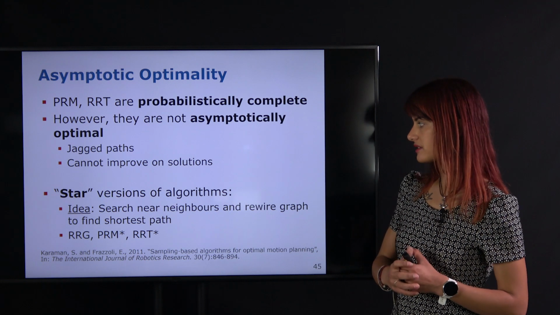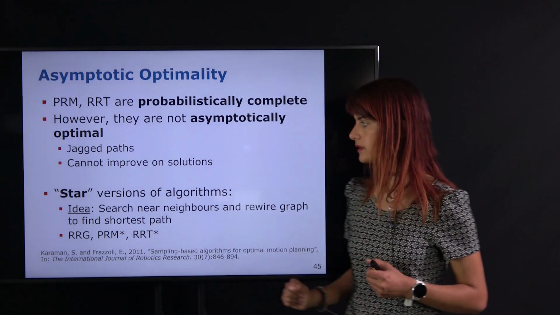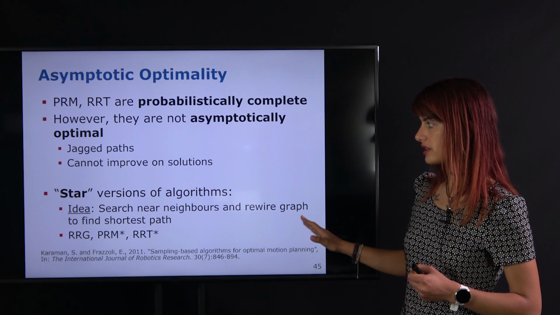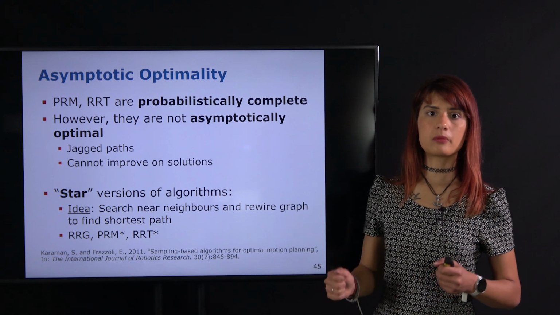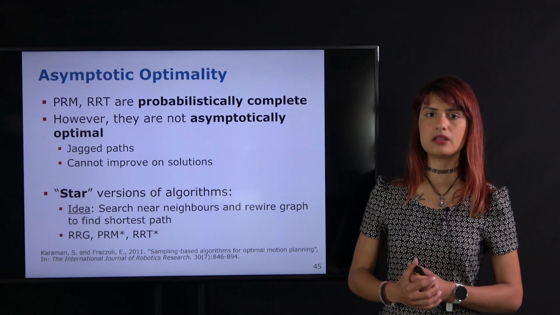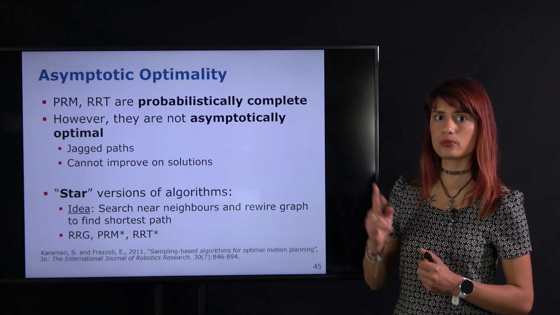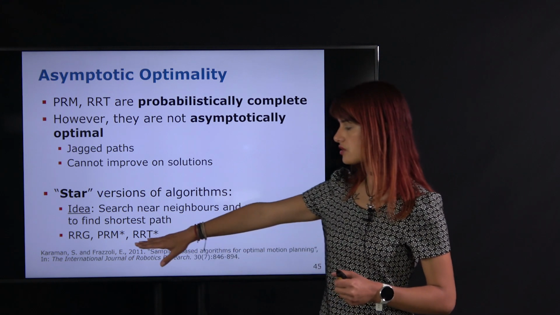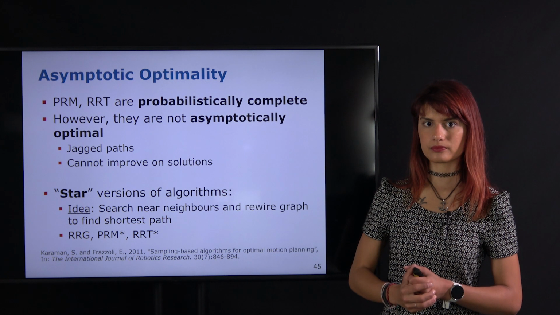And the second main insight is the rewiring of the graph or tree. So when we add a new node and when we extend our current data structure, we want to perform an update to the cost of the edges currently there so that we keep track of the shortest possible path. And these two main concepts are the ones underlying the asymptotically optimal sampling-based methods.